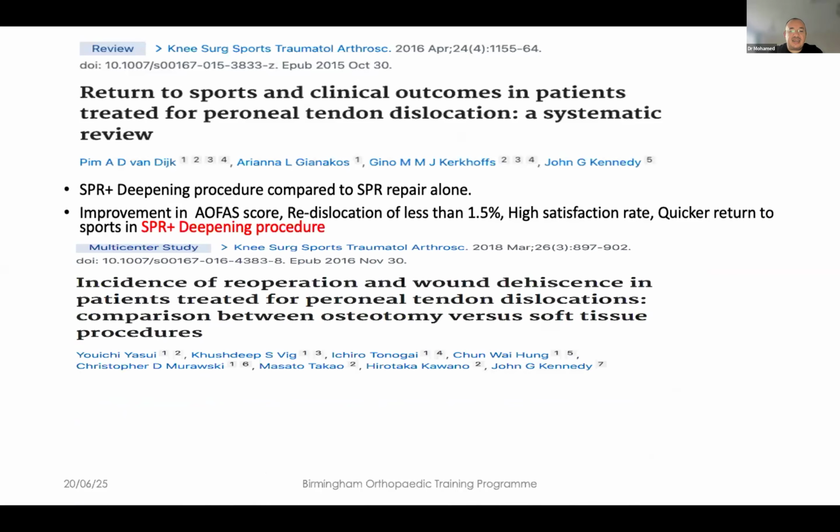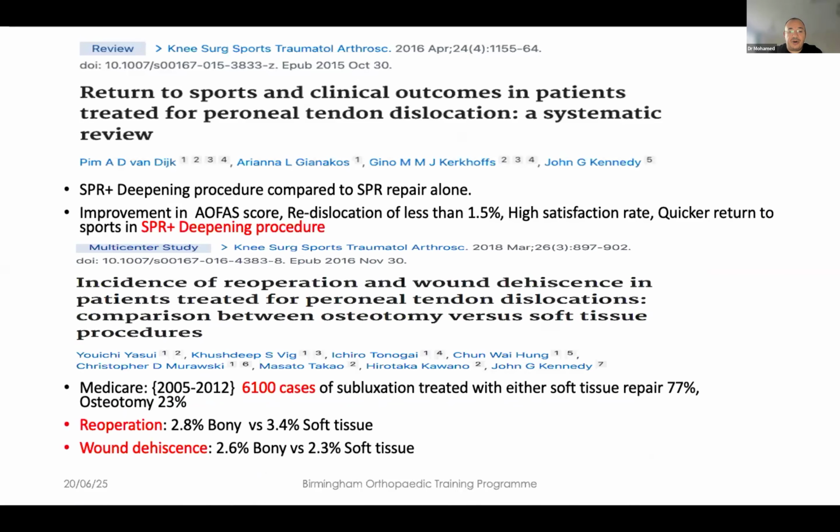This next study has looked into the wound dehiscence and reoperation. And they can say that the reoperation and wound dehiscence is less with the bony procedure, surprisingly, than with the soft tissue.